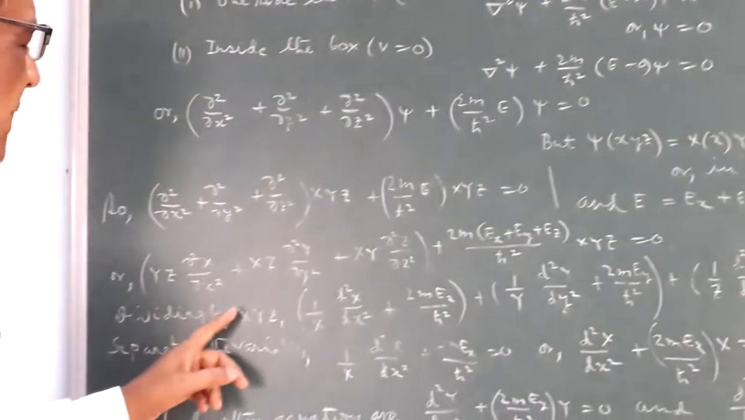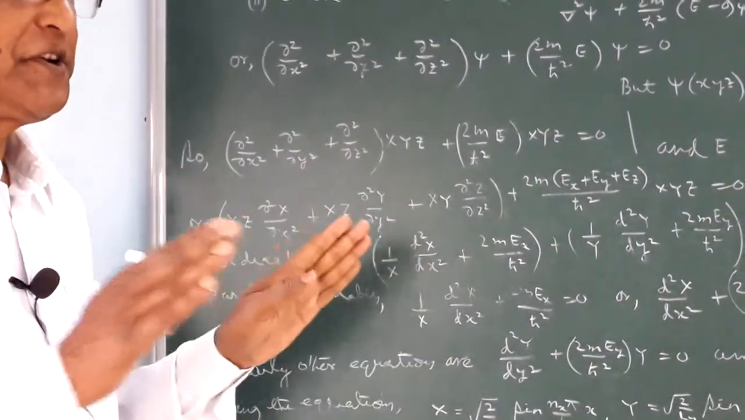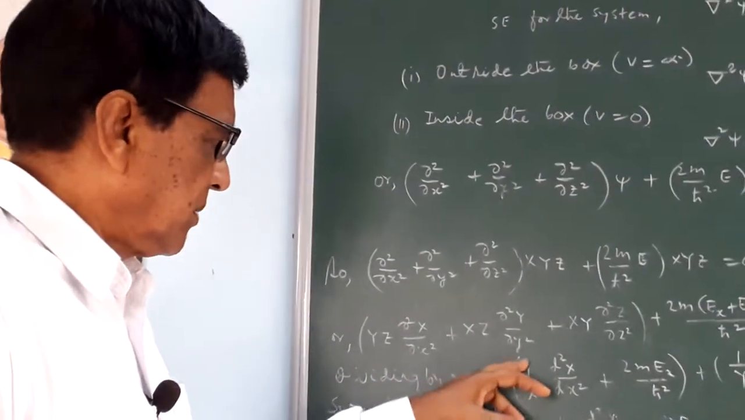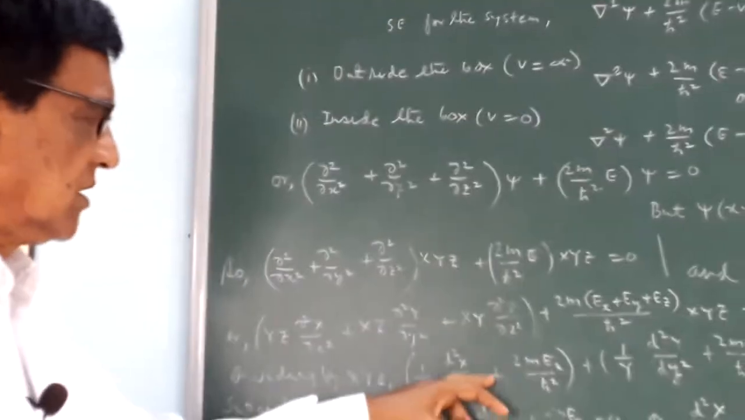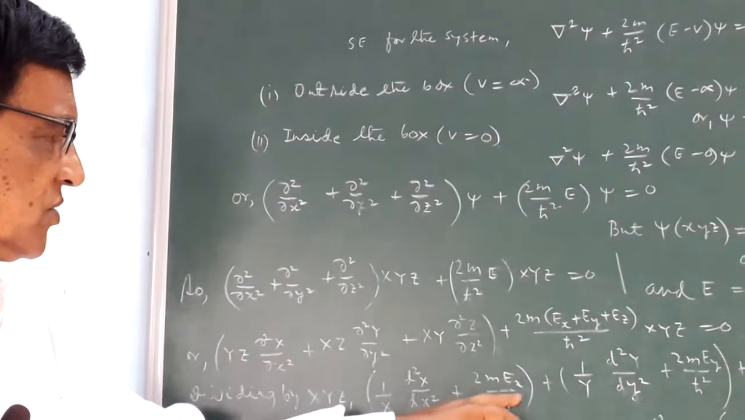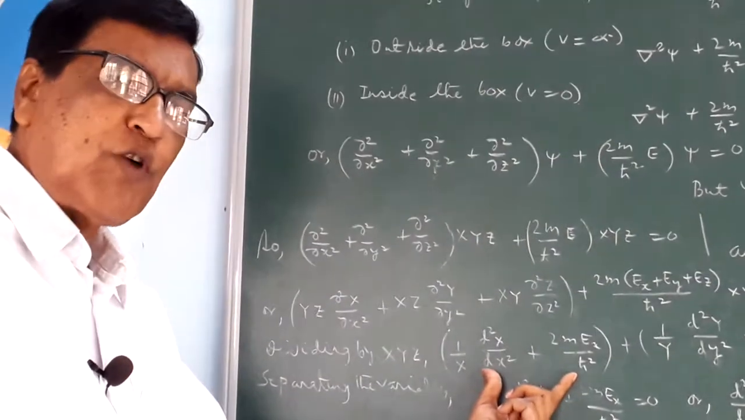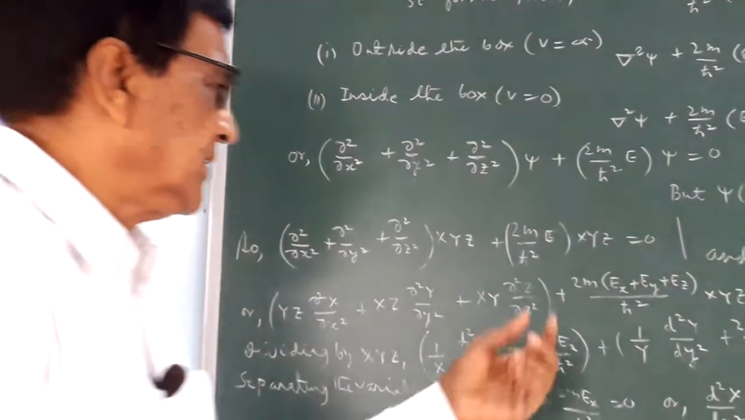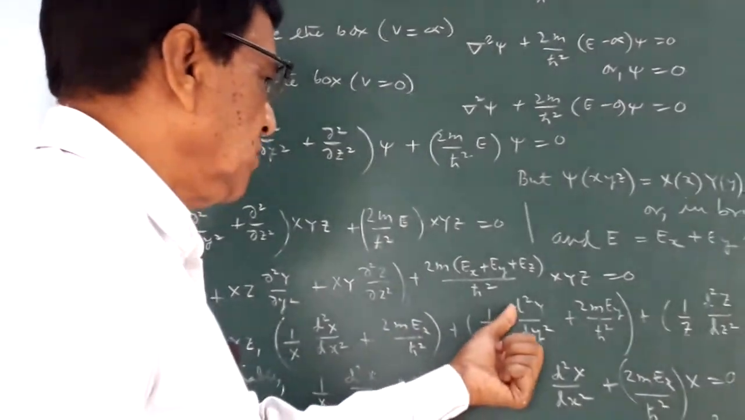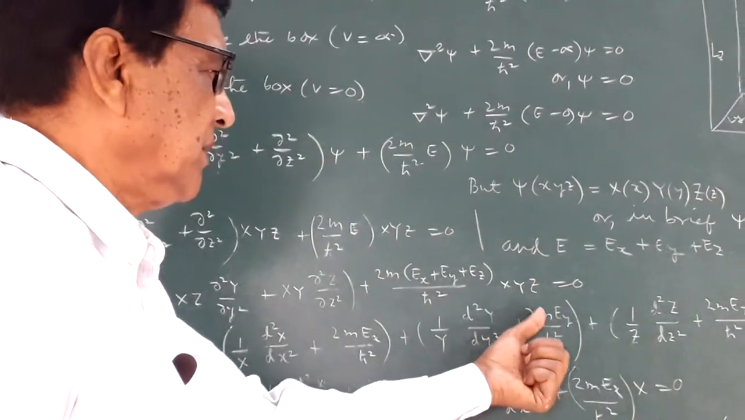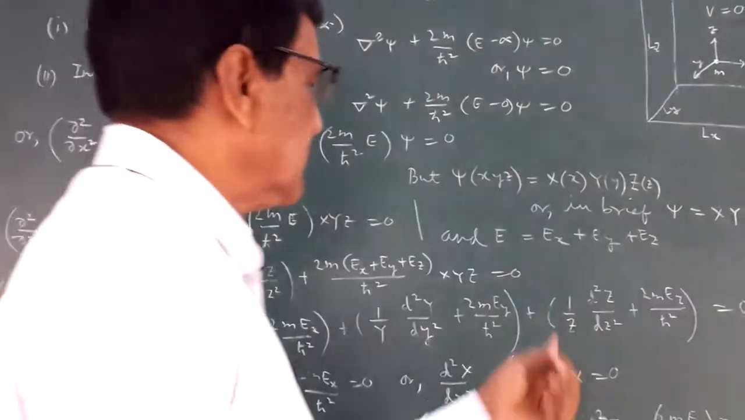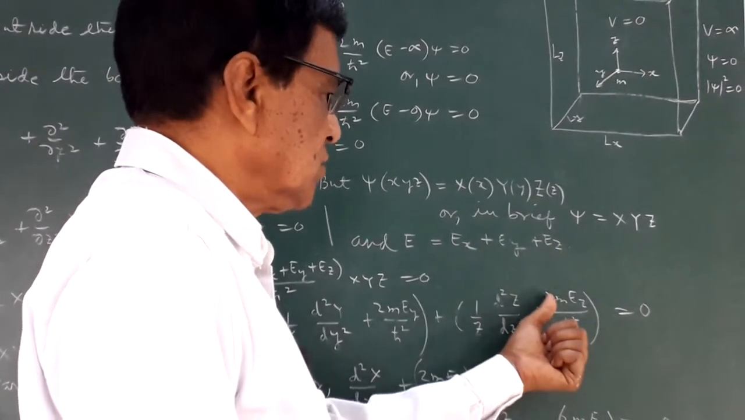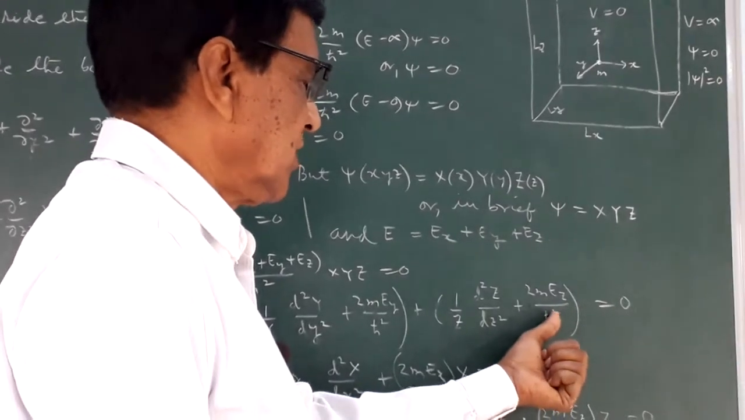So dividing by X Y Z, in order to separate these three independent equations, it will be 1 by X d2X by dx squared plus 2mEx by h cross squared, as it is independent and consists of one variable, so del is replaced by d. And the second part, 1 by Y d2Y by dy squared plus 2mEy by h cross squared, and plus this last part, 1 by Z d2Z by dz squared plus 2mEz by h cross squared, equal to 0.